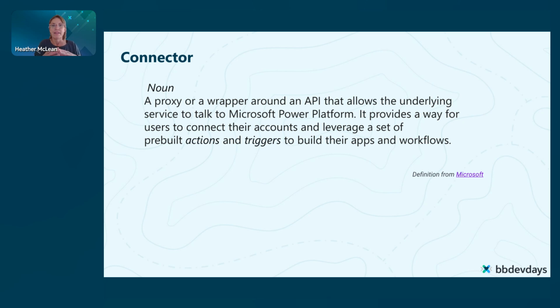Now, as I said, what the Microsoft Power Platform does is obfuscate a lot of the code and put it inside of a wrapper, so that you're not actually having to program with that API. It's an underlying service that's talking to the Microsoft Power Platform, and it lets you use a set of pre-built actions and triggers to build your apps and workflows in an easier to use environment of drag and drop and lightweight configuration options, drop-downs, and rules. So we talk a lot about connectors. And essentially, again, that's just a wrapper around that API.